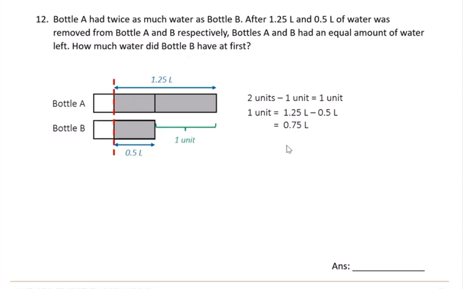Children, again, I want to emphasize, 1 unit is 1 unit for B. Please don't tell me 0.75 is this one. No, because 1 unit is what you drew for bottle B at first. So this 0.5 liter is already included in 0.75. Understand? So this is part of 1 unit. I want to find bottle B at first. Remember what you drew for bottle B. Bottle B only 1 unit at first. Your answer is 0.75 liter.